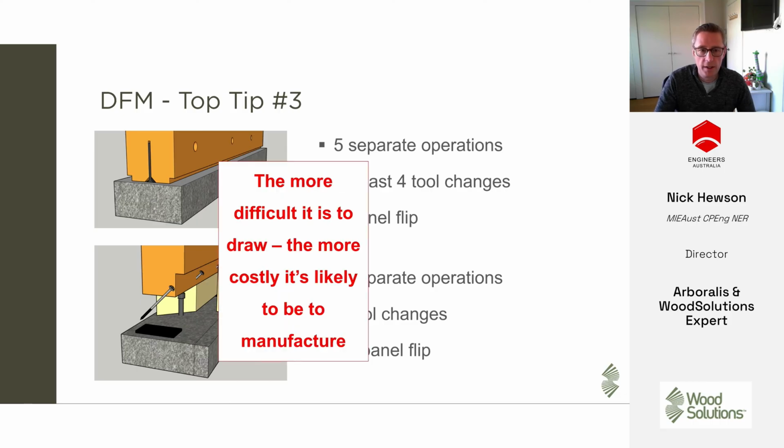It needs a little bit more work on site around the base fixing, but there's a significant saving there in cost. And the general rule of thumb I have is, the more difficult it is to draw, the more lines, the more elements you have in a drawing, the more costly it's likely to be to manufacture. So, bearing that in mind, I think keeping details simple is absolutely crucial to ending up with a cost-effective project.